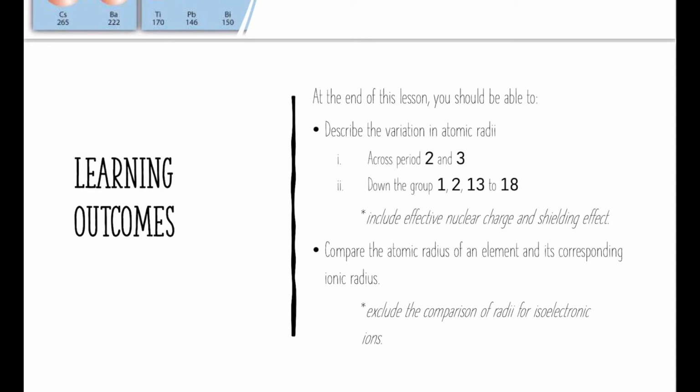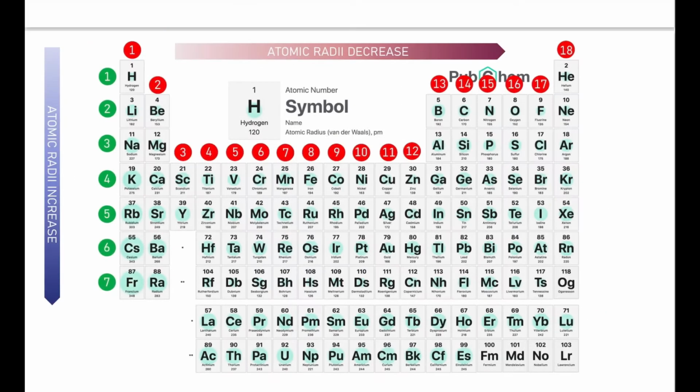Next, you should be able to compare the atomic radius of an element and its corresponding ionic radius. However, this will exclude the comparison of radii for isoelectronic ions. This is the periodic table of elements. We have group 1 to 18 and period 1 to 7. In general, the atomic radii decrease across the period, but the atomic radii increase down the group.